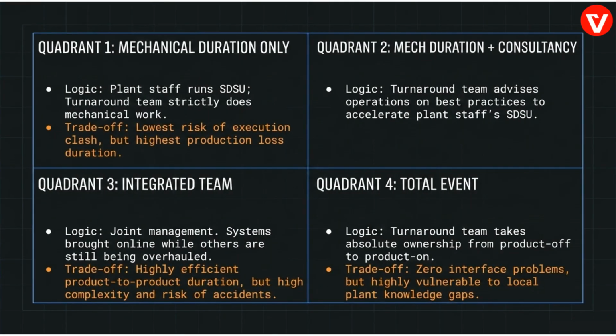Choosing a management quadrant is critical. Options range from Quadrant 1, which offers low execution risk but high production loss duration, to Quadrant 4, which offers zero interface problems but is highly vulnerable to local plant knowledge gaps.